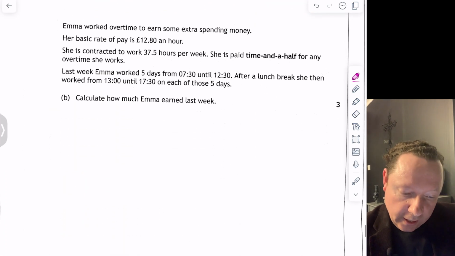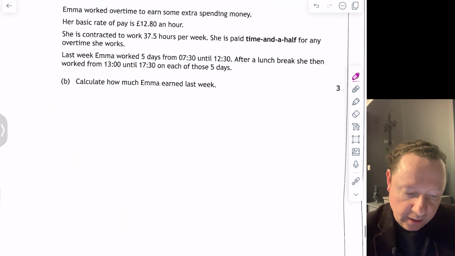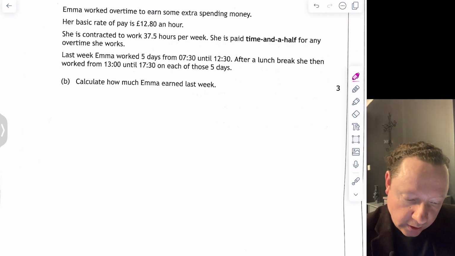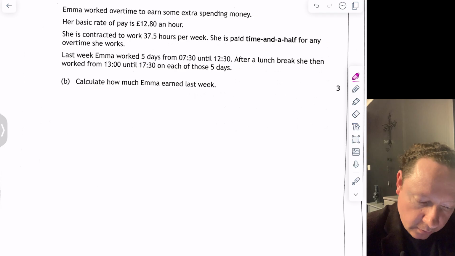Emma worked overtime to earn some extra spending money. Her basic rate of pay is £12.80. She's contracted to work 37.5 hours a week and is paid time and a half for overtime she works. Last week she worked 5 days from 7:30 to 12:30, then after lunch 1 till 5:30 on each of the 5 days. How much did she earn?